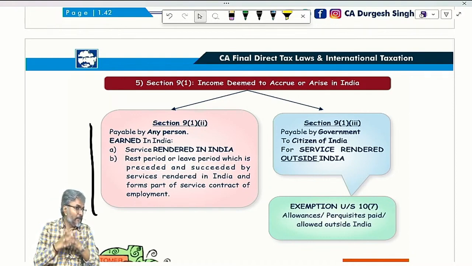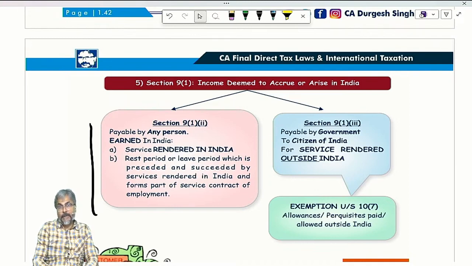So a non-resident employee says, you, the foreign company, are sending me for an assignment in India, but immediately after the Indian assignment, I will go on vacation for 15 days, say to Indonesia, because Indonesia is near India. So immediately after the service in India, there is a rest period. You can name anything, like vacation. Is it paid? Yes. Is it immediately following or preceding the service period in India? Yes. So whatever salary has been given during that period also would be deemed to accrue in India.